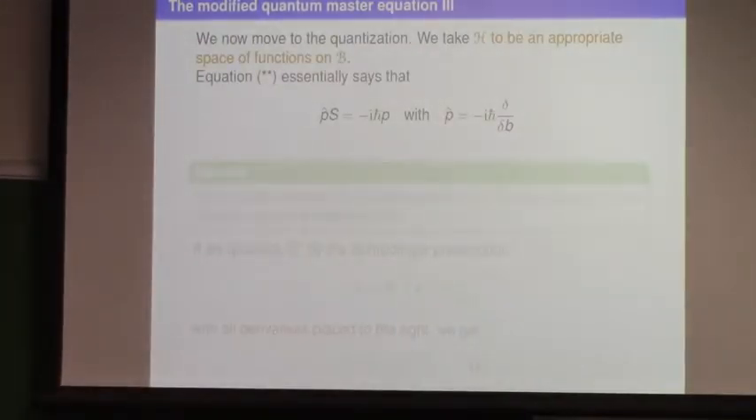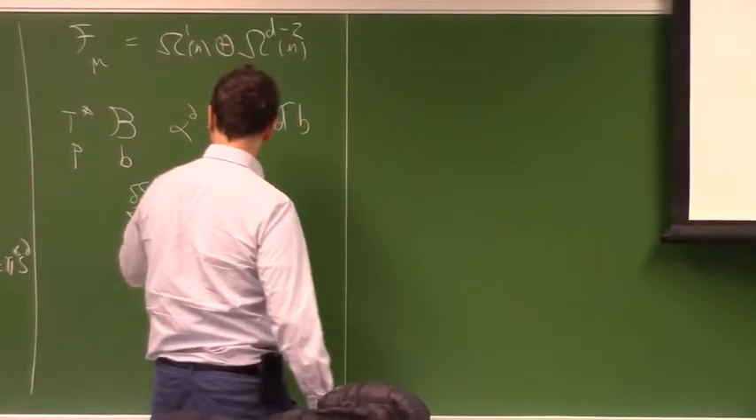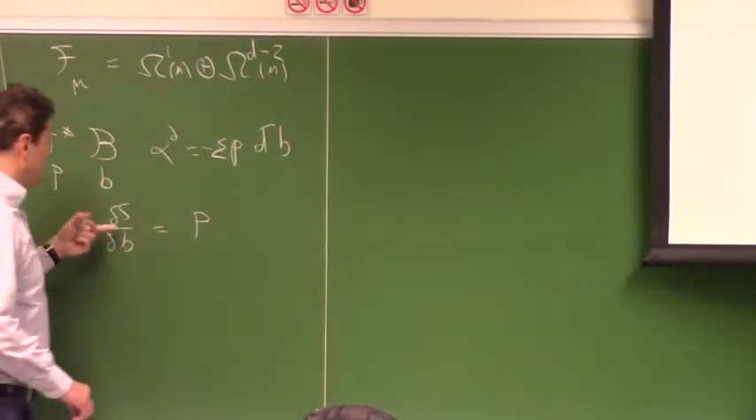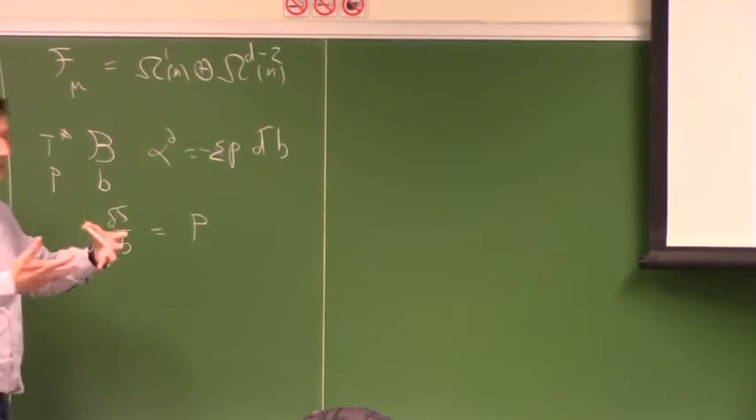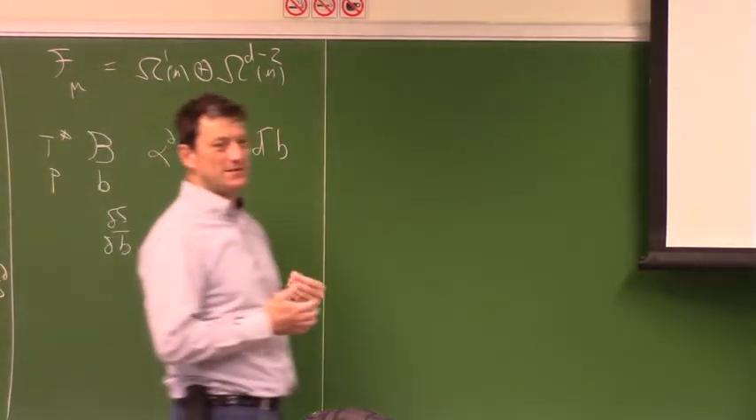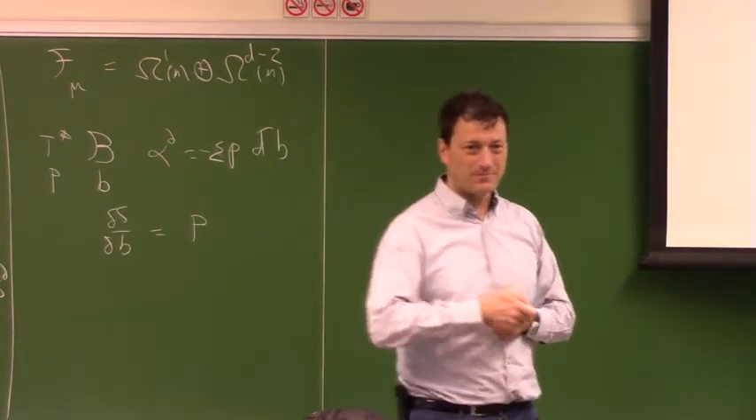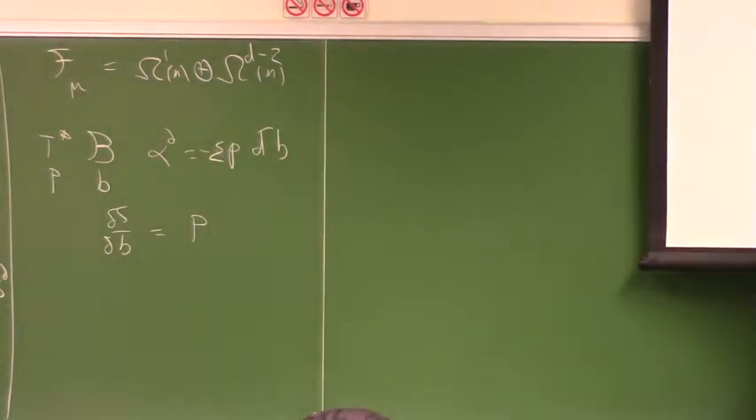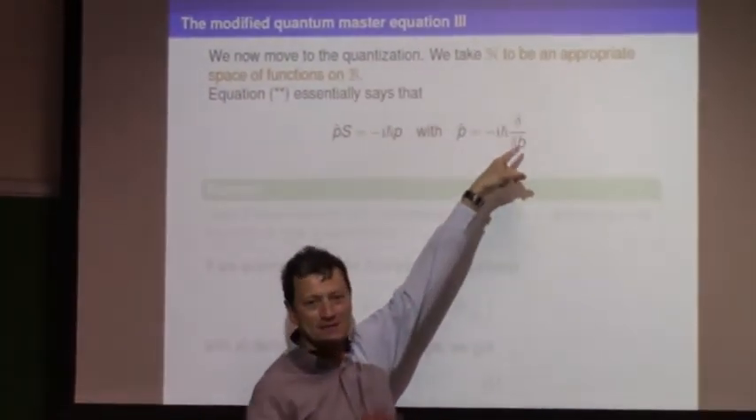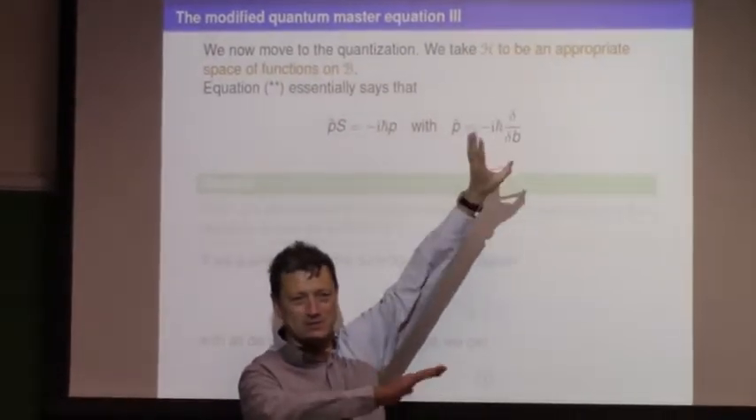Now, let's go back to the other equation. The other equation said that the derivative of S with respect to the base coordinate was equal to P, or minus P. And the point is that the derivative with respect to the base coordinate is, up to a factor of h bar, the Schrödinger quantization of the momentum variable. Schrödinger would quantize a P variable, the fiber of the cotangent bundle, as minus h bar times the derivative with respect to the base coordinate. It's just a standard quantization.